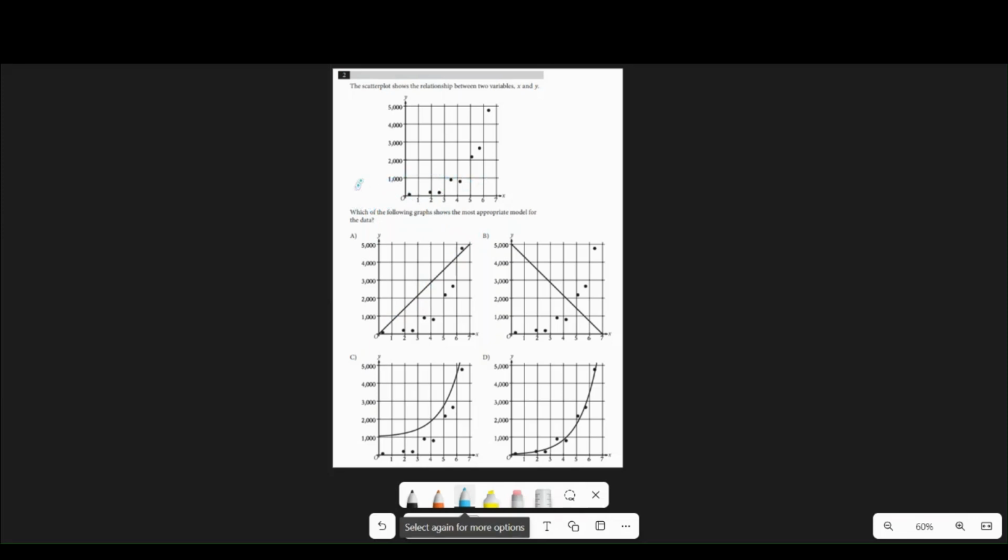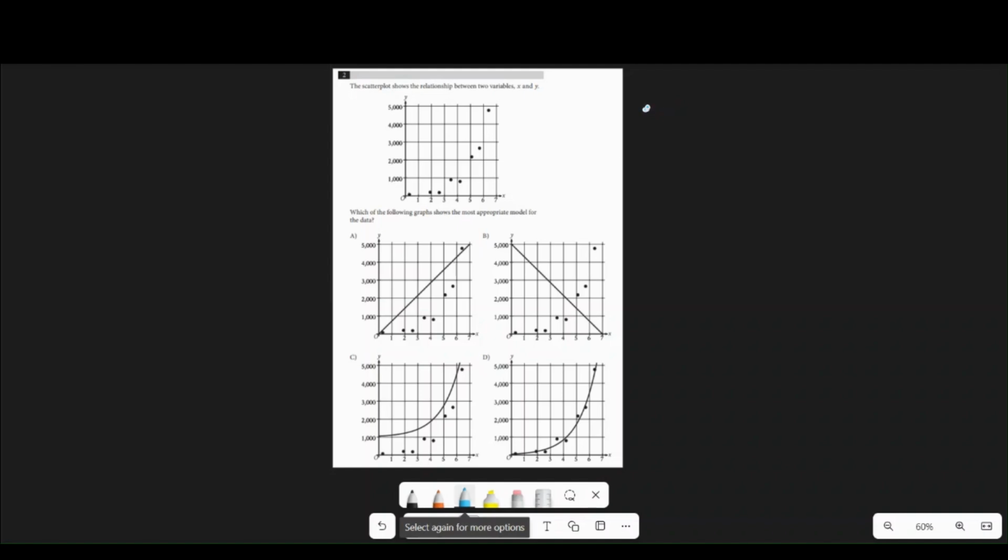This is a question from the 2024 official Test Bundle 6 Math Module 1. It's linked in the description below. The scatterplot shows the relationship between two variables, x and y. Which of the following graphs shows the most appropriate model for the data?